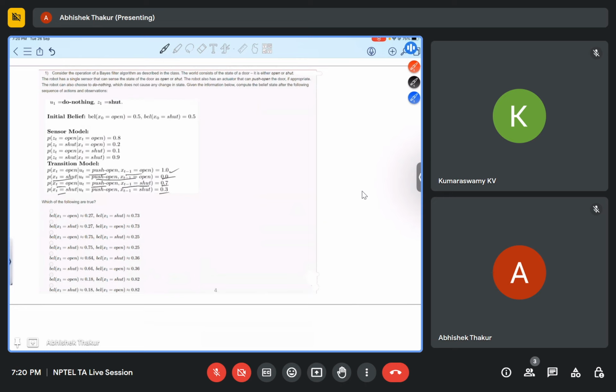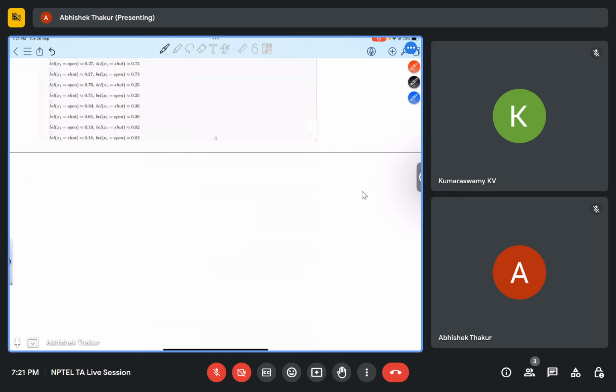So for finding belief, we have to find the belief bar, that is the prediction. So we can estimate belief using the belief bar. So first we will find belief bar x1 is equal to open, that is equal to probability that x1 is equal to open given u1 is equal to nothing. First let me write, then I will explain.